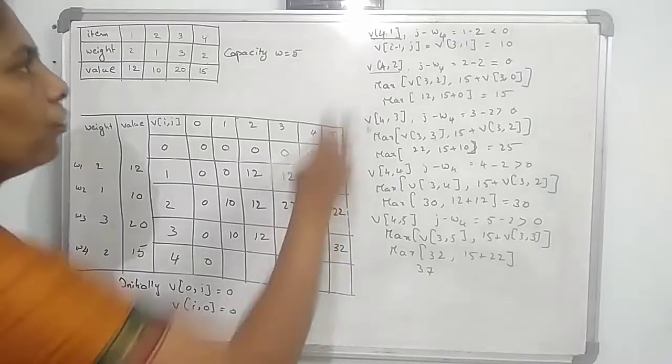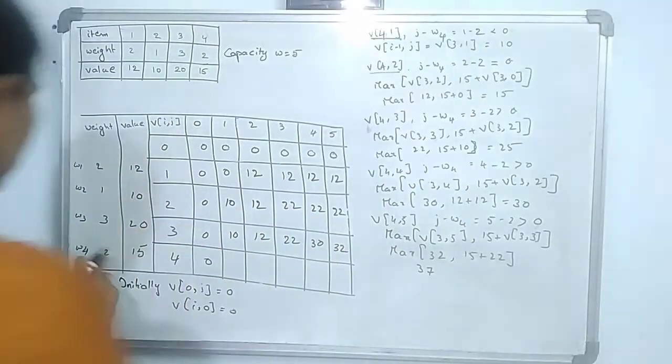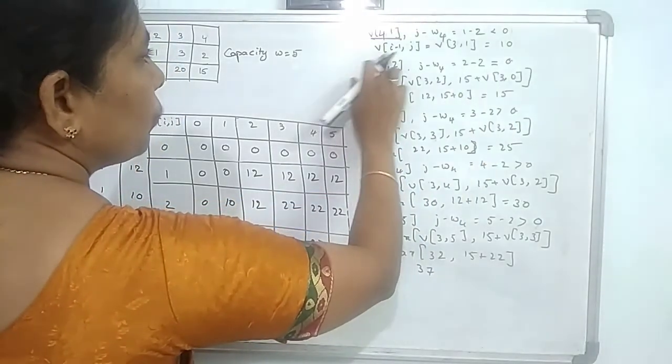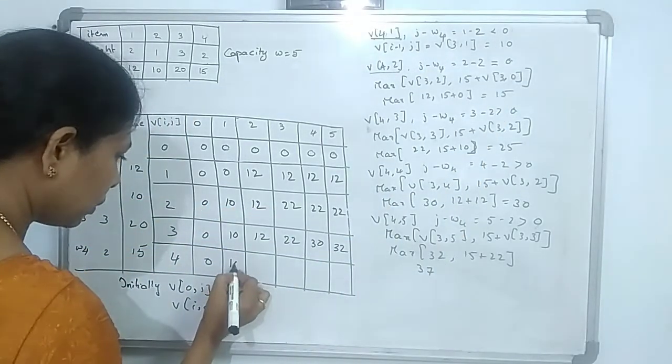Now calculate the value of V(4,1). j minus w4: j means 1 and w4 value is 2. So 1 minus 2 is less than 0. So in that case you can use the equation V(i-1, j). That means the value is 10. So you can fill in 10.